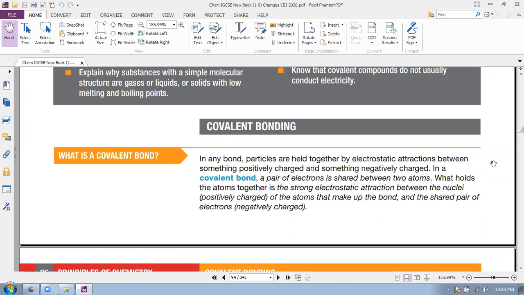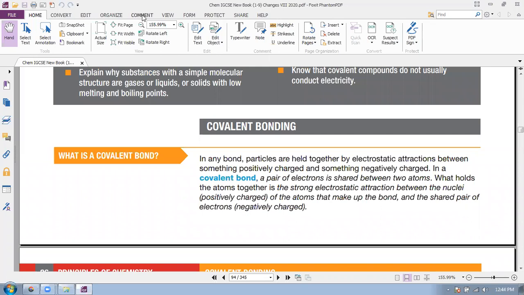I repeat again, when two or more non-metal atoms share their electrons from their outer shell, covalent bonding forms. And there is a strong electrostatic force of attraction present between the shared pair of electrons and the positive nuclei of both atoms.